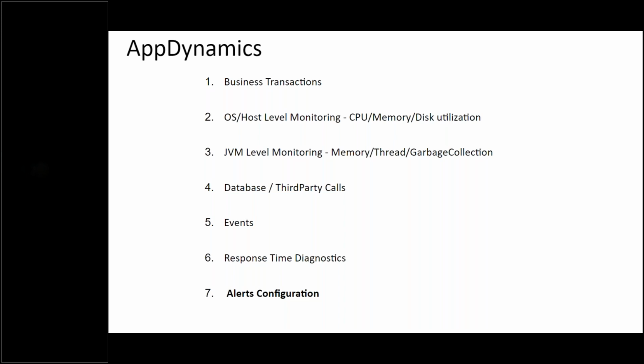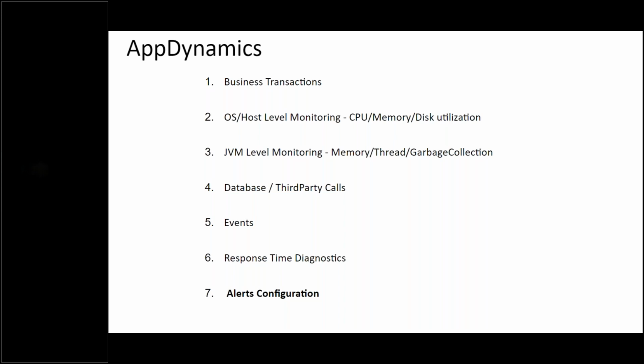You need to get the host or OS level resource metrics, JVM level monitoring like memory, threads, garbage collection, number of major GCs, number of minor GCs, database query response time, third party calls, events, response time diagnostics. If the response time is high, it should provide us the diagnostics of what is the root cause. And then we should also be able to create some alerts, so that whenever there's a response time deviation or a heap problem or a thread problem, it can highlight those problems to you as well.